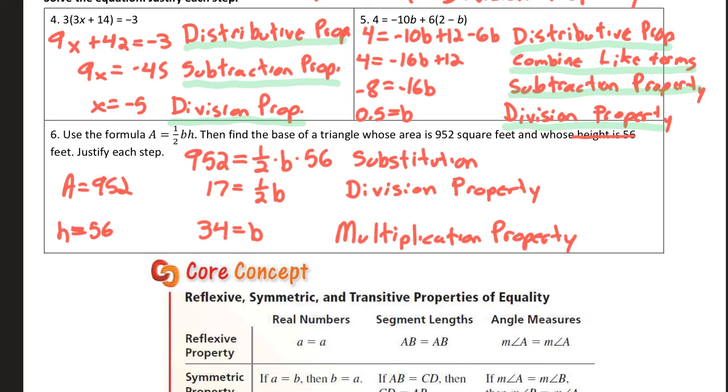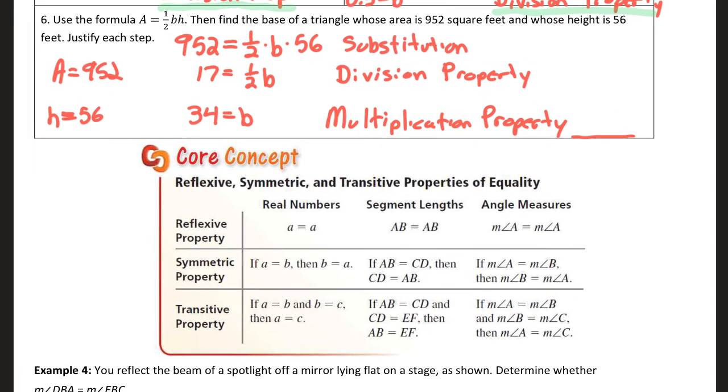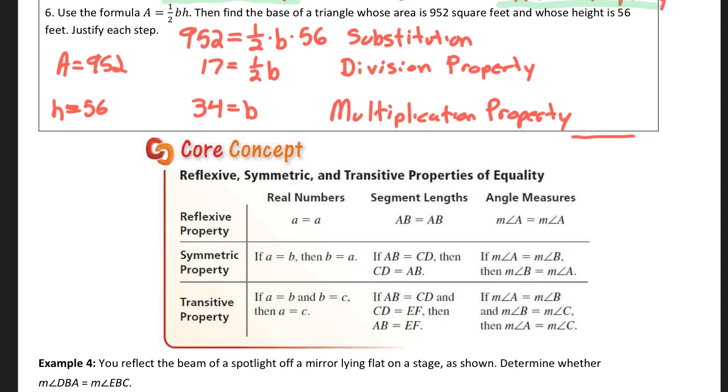So that's how I solved those two. In the next one, I first defined area was 952, height was 56. So I used substitution to replace those values. I divided both sides by 56 using the division property, and then I multiplied both sides by 2 using the multiplication property to get rid of that 1/2. So a lot of stuff, but a lot of it's review.